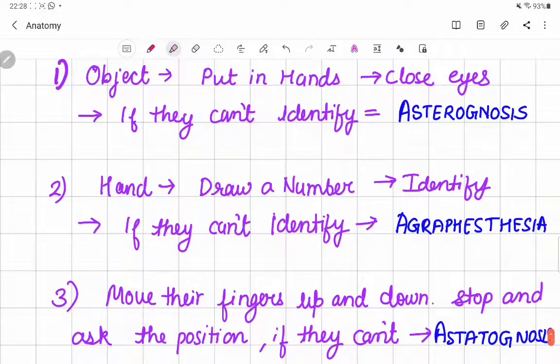Now the second part is the hand. If we take the hand of a patient and try to draw a number with our finger, that is giving him sensory information. Suppose we draw a number 7 or a 6 on his hand, and if he or she is not able to identify the number, then it is called agraphesthesia. All right, these are clinical conditions which you have to remember.